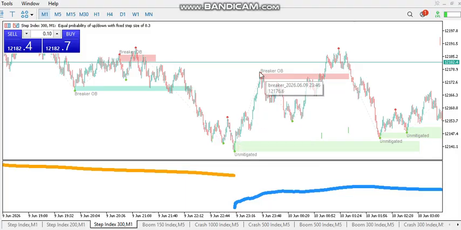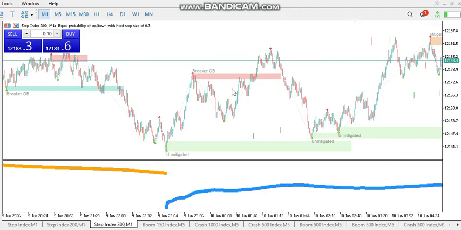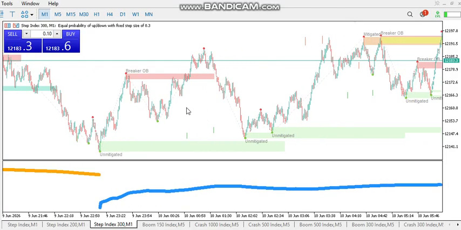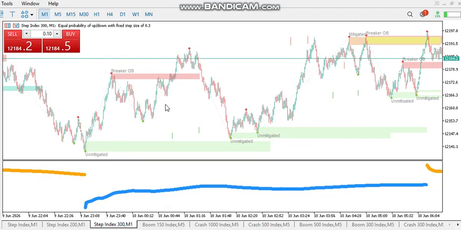You can see, yes, our breaker OB appears at this particular area, but we can see that we don't have any mitigated area that appears below, in between this breaker OB, before it ends at this particular area. We don't see any mitigated level here, so we don't have to take any trade. We keep on looking in the market and see what has happened.